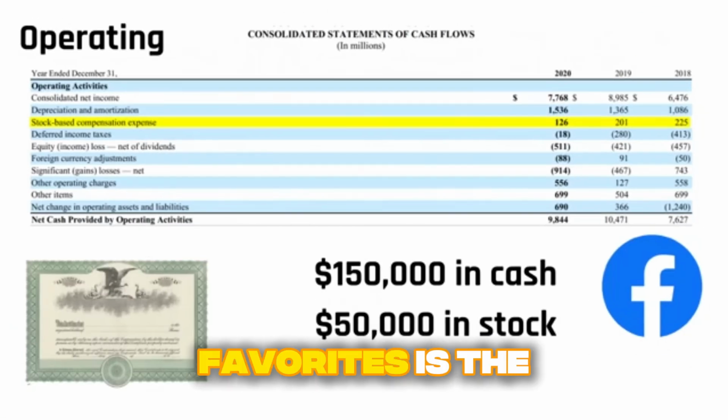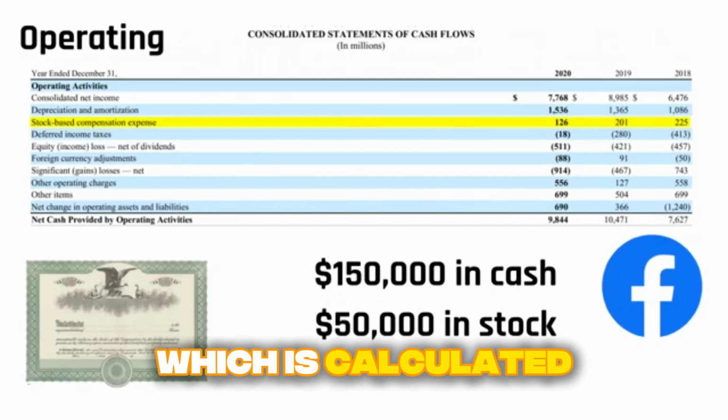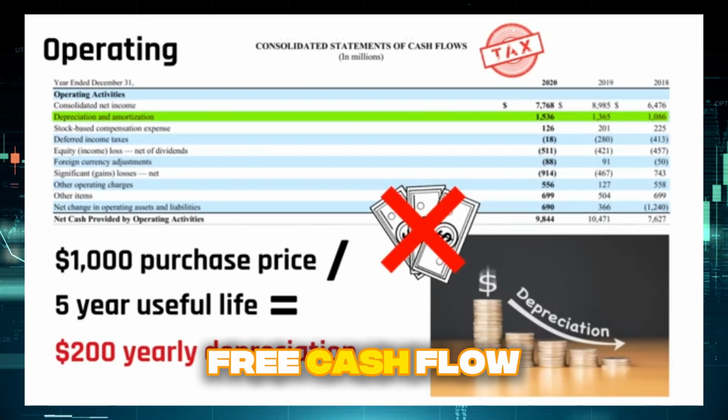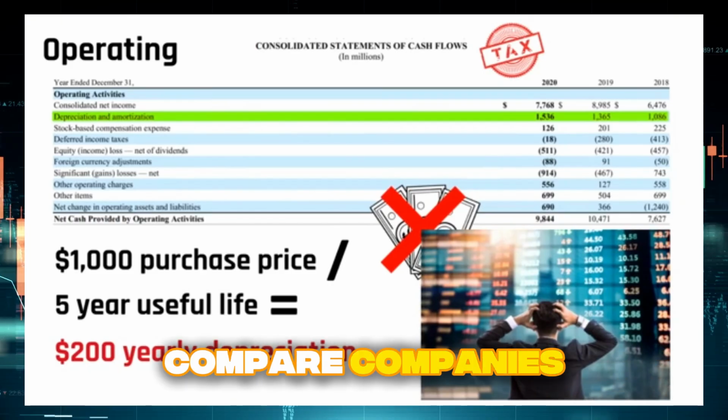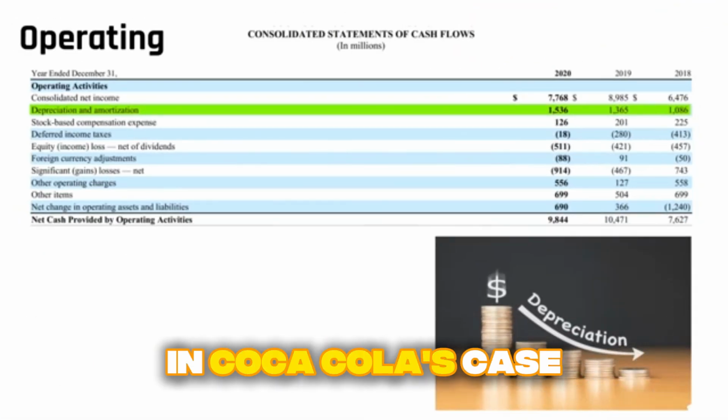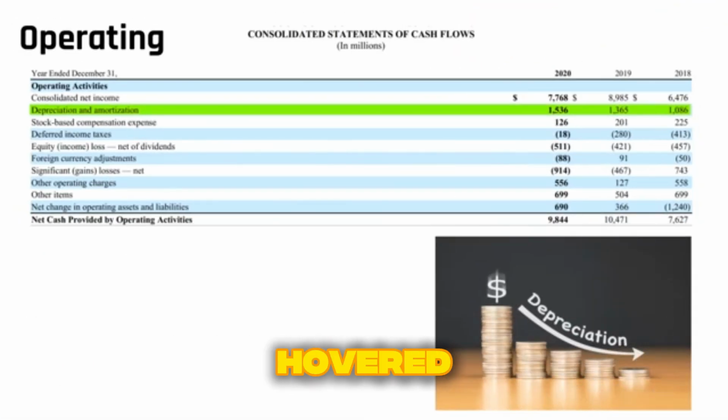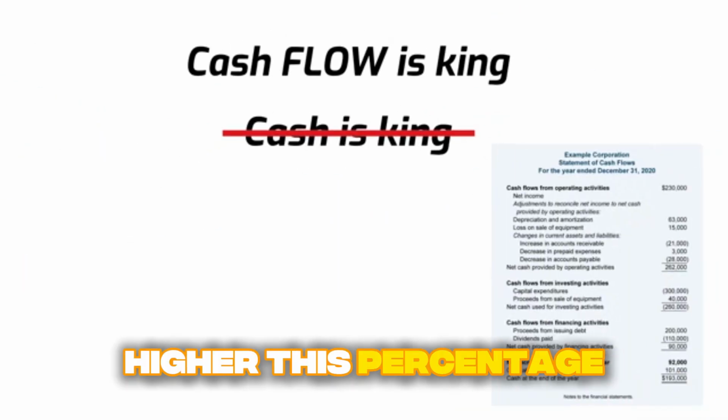One of my favorites is the free cash flow yield, which is calculated by dividing a company's free cash flow by its market capitalization. The result is a percentage that helps you compare companies regardless of size. In Coca-Cola's case, the free cash flow yield has hovered around 3 to 4% in recent years, and generally, the higher this percentage, the better.